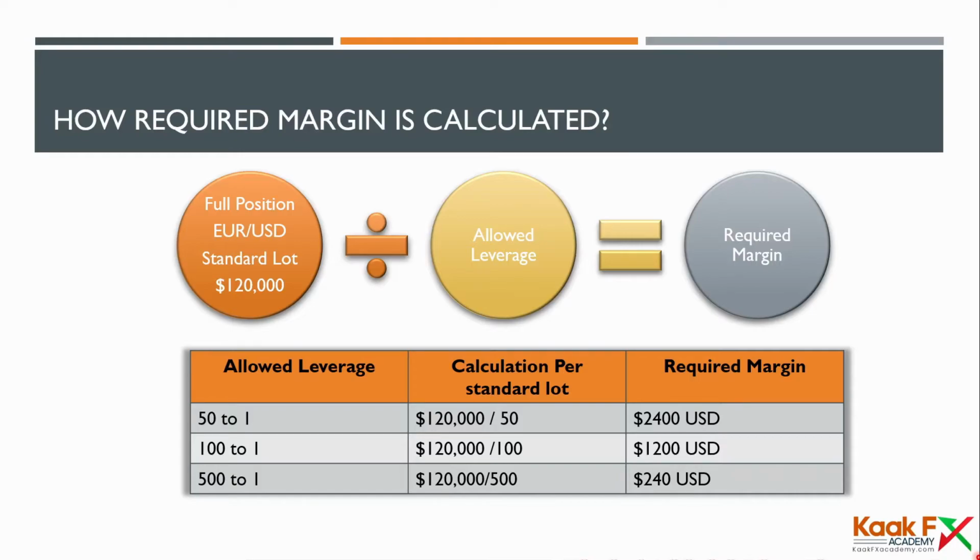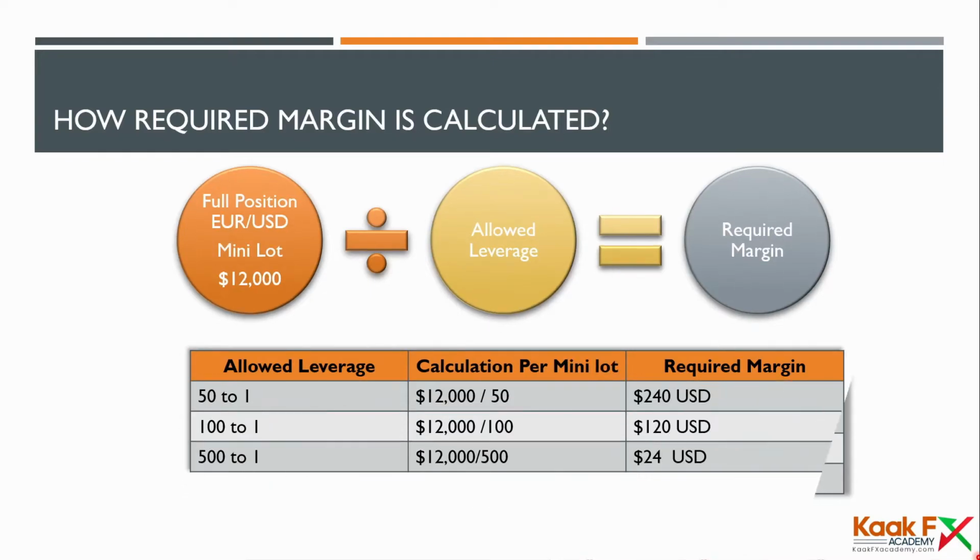Don't try to hit the moon with one trade. Here's an example of a reasonable trade with the mini lot instead of a full lot. We are only trading about $12,000. So if we are using our biggest leverage allowed, 500 to 1, it would be 12,000 divided by 500, which is about $24 required margin for that mini lot. So even with a small account, that leverage becomes manageable.